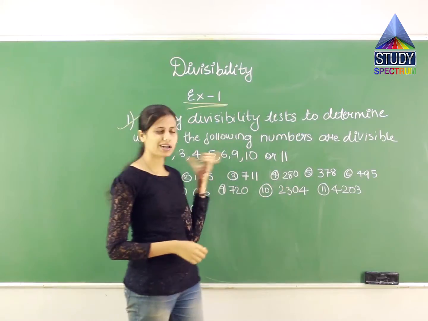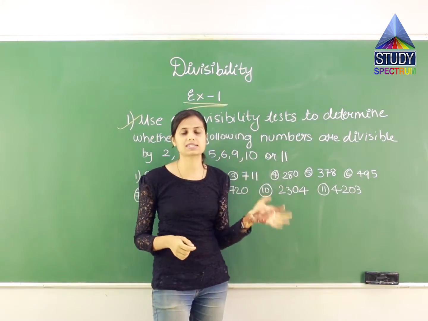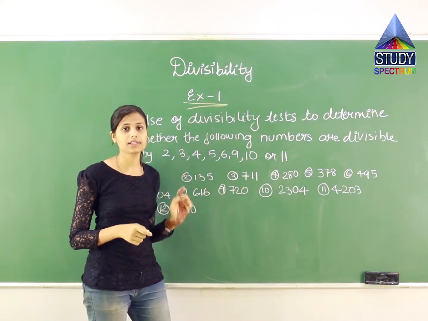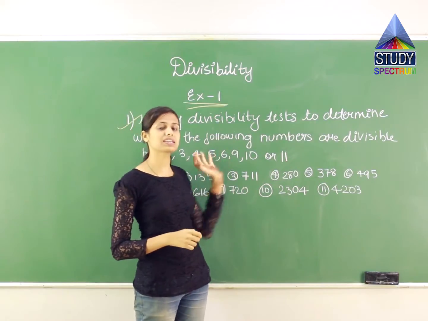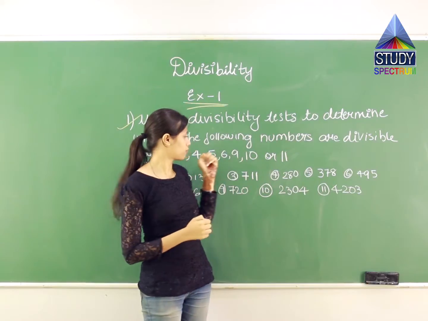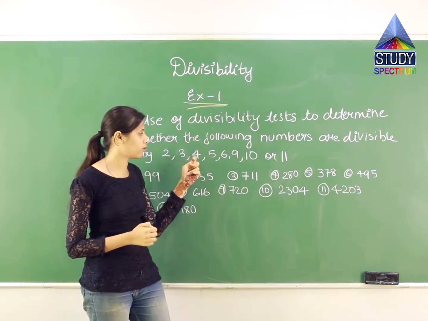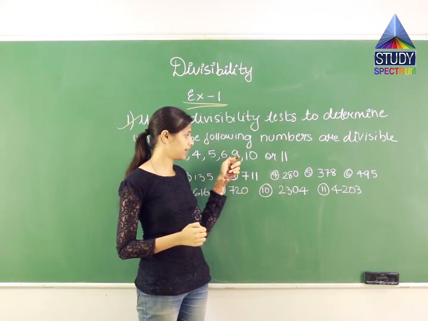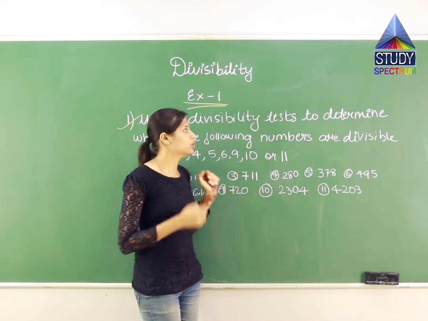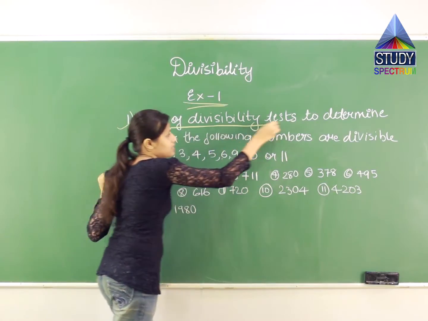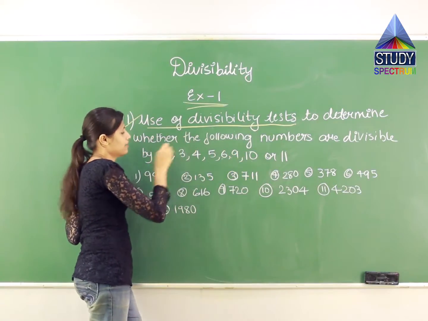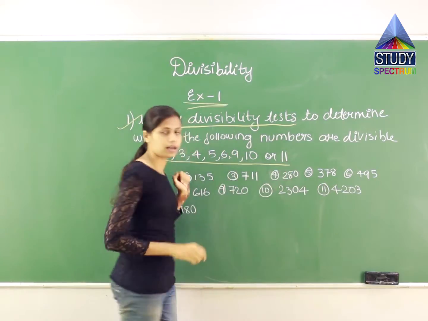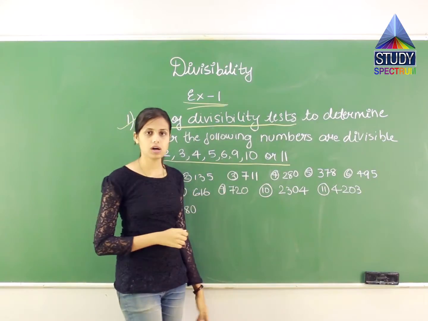We have already learned how to test whether the number is divisible by these numbers or not, right? So they have given you some numbers, they are asking you कि ये number किस के साथ divisible है. From this number, that is 2, 3, 4, 5, 6, 9, 10 and 11, right? So use of divisibility test that we have already learned to determine the following numbers are divisible by these numbers. So let us move on with the first question.